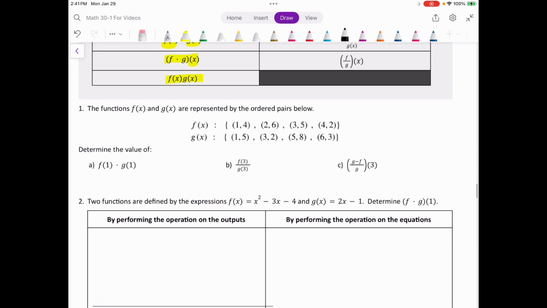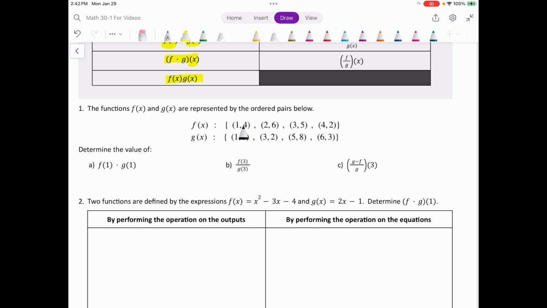So let's try one out here. Again, same principles as adding and subtracting. Now we're just multiplying and dividing. So the functions f of x and g of x are represented by the ordered pairs below. Kind of an interesting way of representing a function, but totally a valid way to represent one. This is not giving us the equation or the graph or anything. It's just listing some ordered pairs. So we've got x's and y's, inputs and outputs. So for f of x, these are 4 ordered pairs that work with the function f of x.